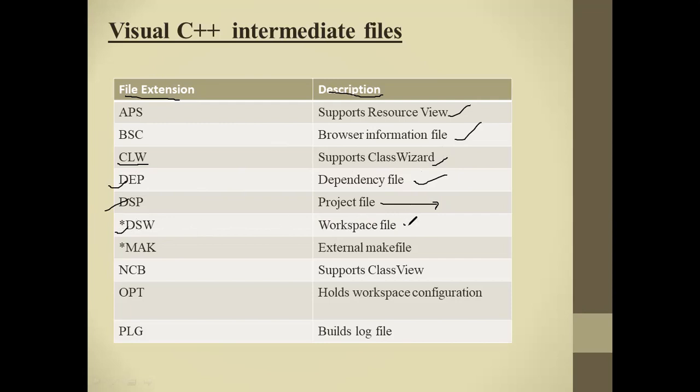Then the .dsw file, your workshop file, as we already discussed. Then the MAK file, which is your make file that is present in C++ or Visual C++. Then .nsp that supports your class view. Then OPT files hold workshop configuration, and there is a PLG file used for build logs. So these are some intermediate files that we are using in Microsoft Visual C++.